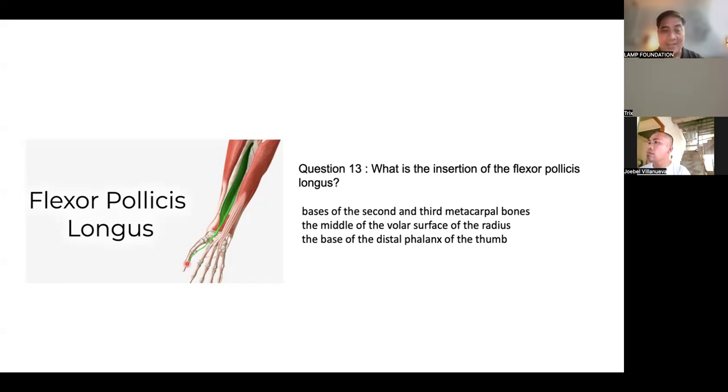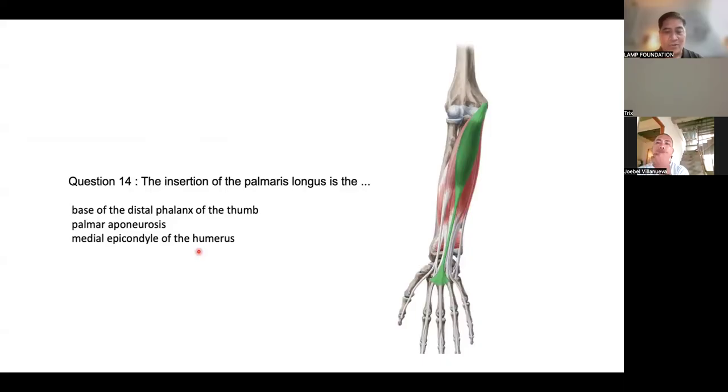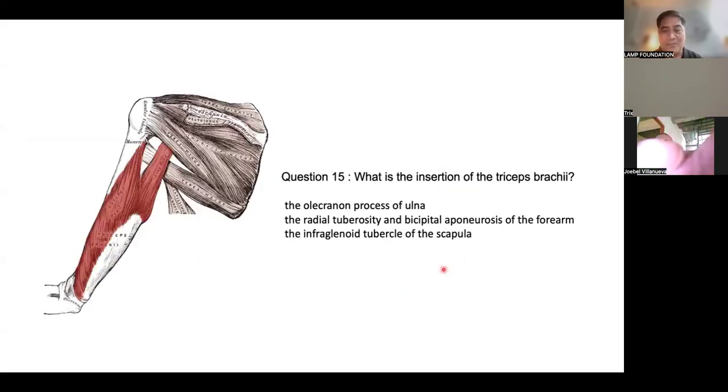So you flex the, what's this? It's the longer version that flexes the thumb. See, you flex your thumb. That's the flexor pollicis longus. What about the insertion of the palmaris longus? The palmar aponeurosis. Yes, this one, no? You see it, no? Without the picture, you won't be able to, especially when you see it actually.